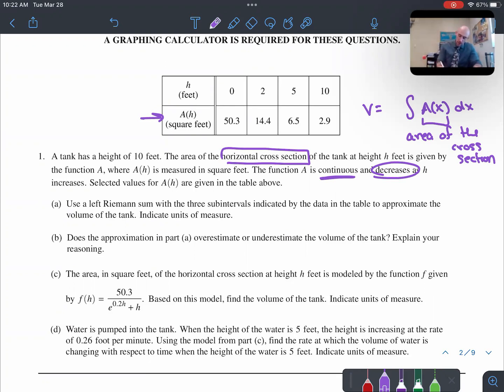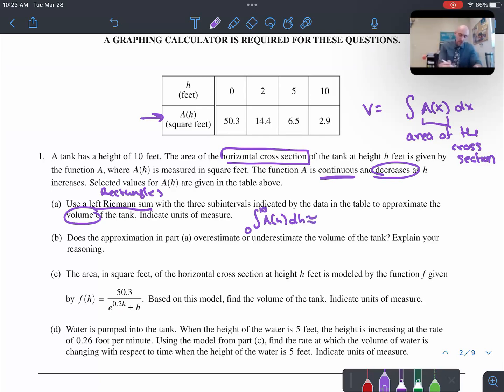So our first question here, they tell us to use a left Riemann sum. Now, if we see the word Riemann, we always replace it with rectangles. And we're doing the three subintervals indicated to approximate the volume of the tank. We're going to set up an integral to find the volume, and the volume is just the integral of the cross-sectional area, which in this case is just A of h dh, and h is changing from 0 to 10. So we're just going to use a left Riemann sum to figure this out.